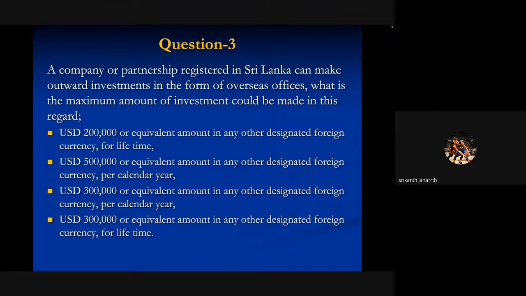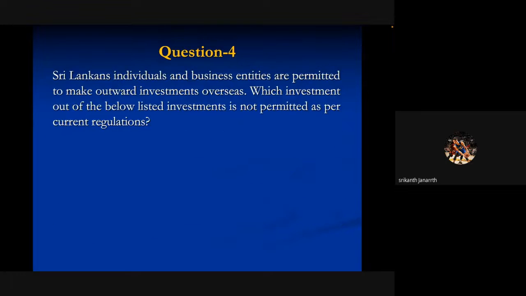Lifetime will not come, because that is not for one-time investment. It's a running office, an overseas office. It has to be the second or third, out of which what is the answer? The answer is the third, 300,000 per calendar year. If you look at the tabulated form, you can see the answer, 300,000, we studied. Question number 4.